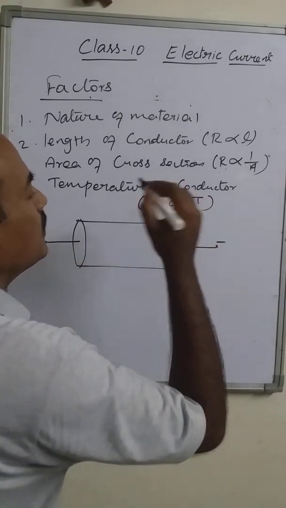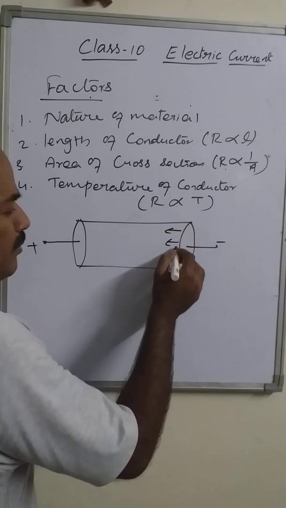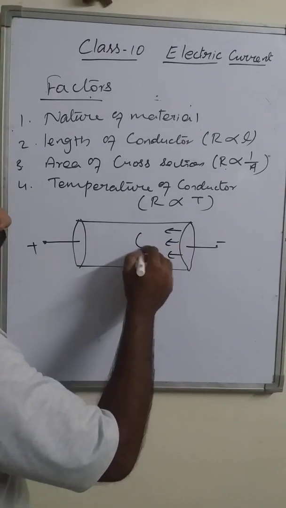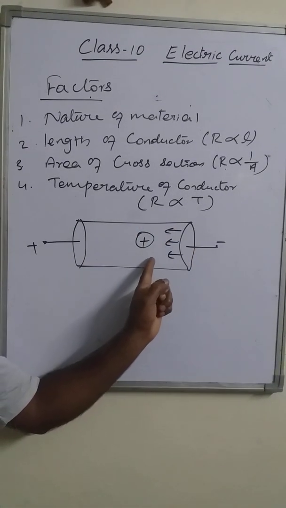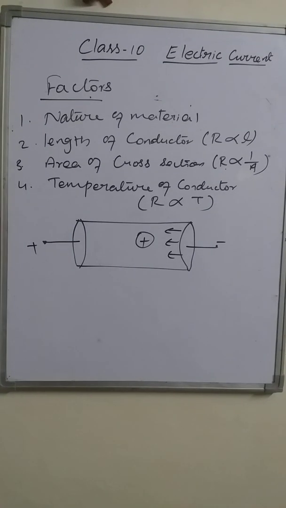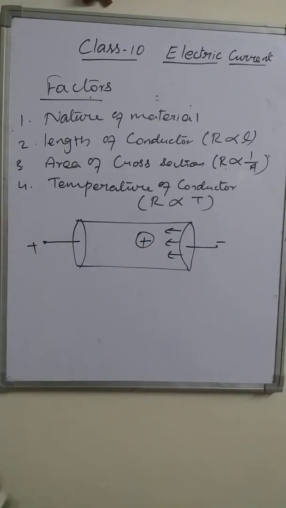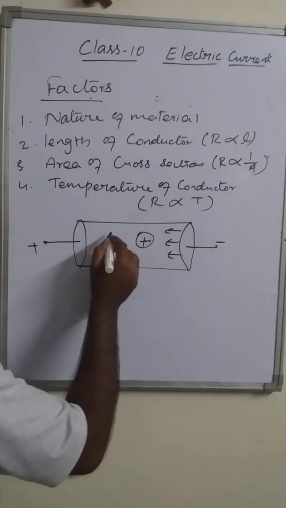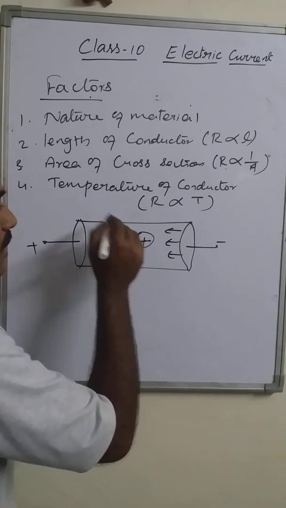Due to this, the electrons flow from the negative terminal to the positive terminal. During the flow of electrons, they collide with the positive ions. During the collision with the positive ions, heat is produced. Whenever two particles are colliding with each other, definitely heat is produced. In this also, heat is produced. So due to the production of heat in the collision of electrons with the positive ions, the temperature of the conductor increases, right?